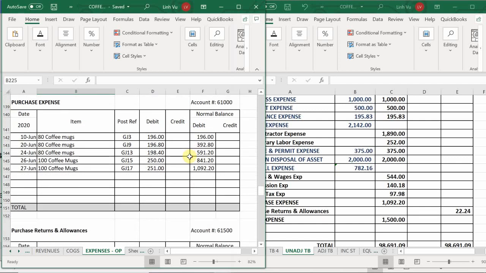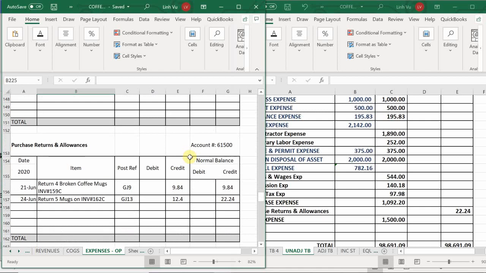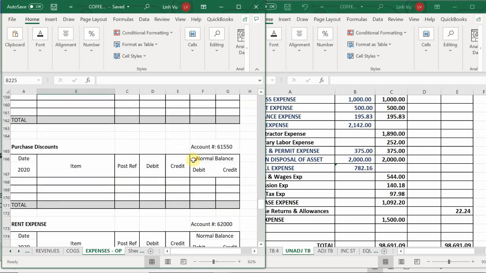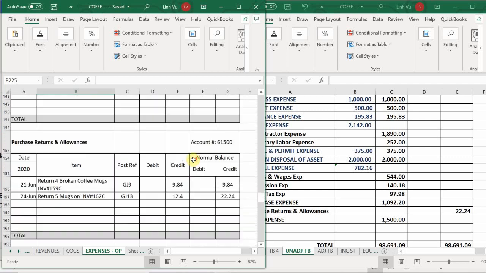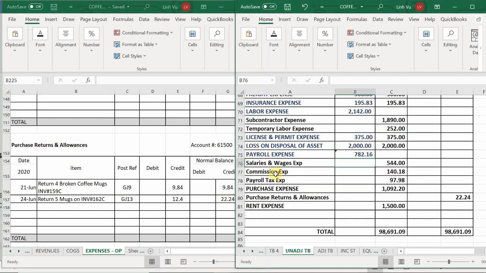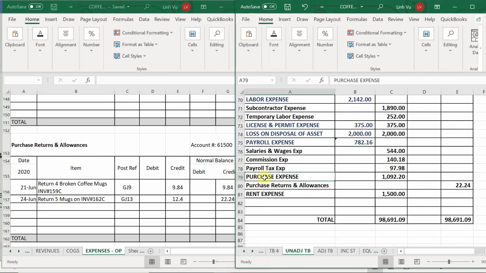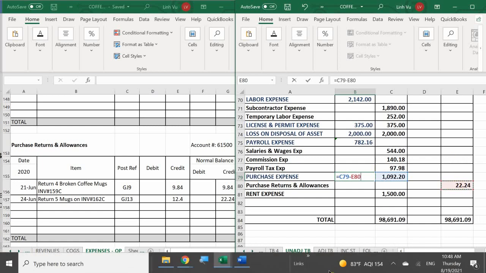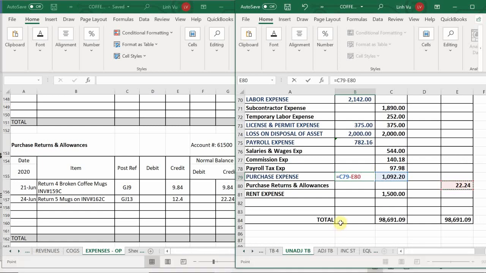Purchase expense is the main account, and purchase returns and allowances is actually going to be a sub account, a sub-contra account, with the purchase discounts as well, because they reduce the main account, which is the purchase expense. So this is what's going to happen for the next trial balance as well. Since purchase expense is a main account, you're going to take your main account and subtract your contra account. That's how you sum up your main account.